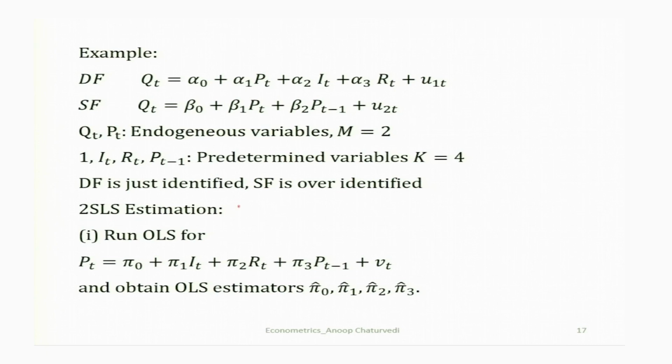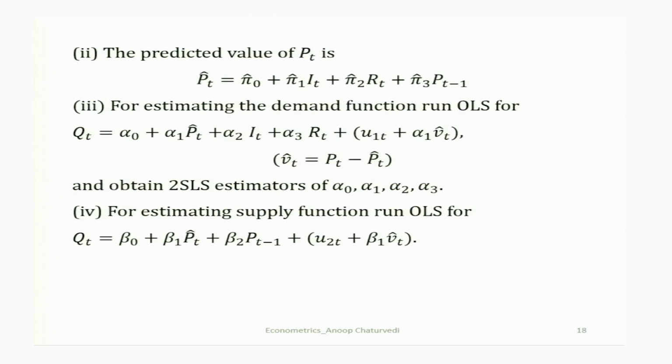Then, for obtaining the 2SLS estimator, what do we do? We first run OLS for, say, P_t equal to pi_0 plus pi_1 I_t plus pi_2 R_t plus pi_3 P_{t-1} plus V_t. So, we run a regression between P_t and all the predetermined variables. We take all the predetermined variables here, and then we obtain the OLS estimators for all the pi's, and then we get the predicted value of P_t from here.